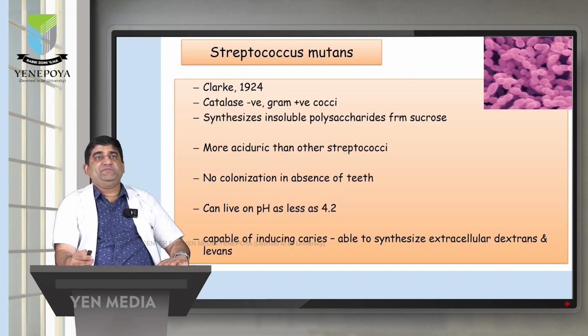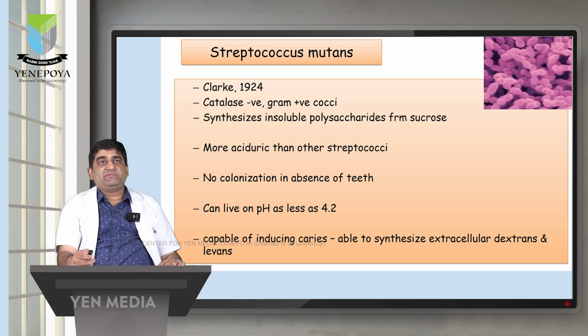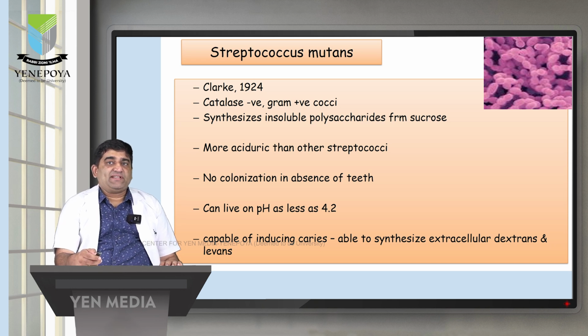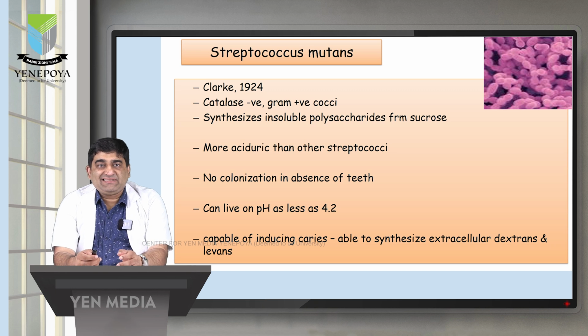Coming to Streptococcus mutans, which is the most important microorganism responsible for caries. It was first detected by Clarke in 1924. It is a catalase negative gram positive cocci. It synthesizes insoluble polysaccharides from sucrose. It is more acidic than other streptococci. There is no colonization in the absence of teeth, and it can live at a pH as low as 4.2.